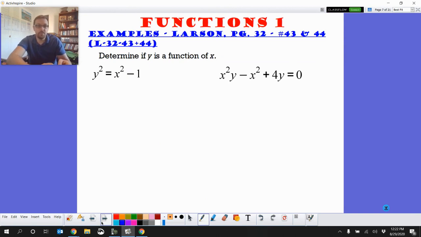What's next? We're going to determine if y is a function of x. So really, this is a thing of just saying, hey, solve for y and see if anything funny happens. So in the first one, you can see something funny is going to happen right away. We got to square root both sides in order to get y by itself.